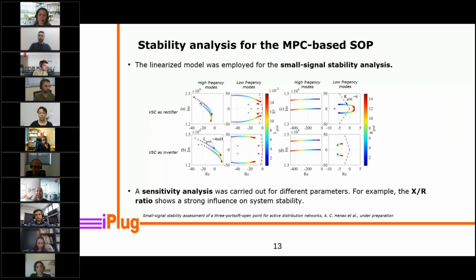And the linearized model in particular was employed to carry out a small signal stability analysis. So an analysis of this grid-connected soft open point based on a triple active bridge to small deviations from the steady state. Here you can see an example of a sensitivity analysis that was carried out, in this case, for different inductance and resistance values of the grid, and for different oscillation modes, so slower or faster modes in terms of frequency.